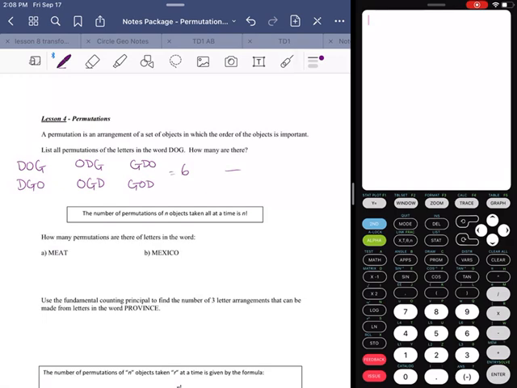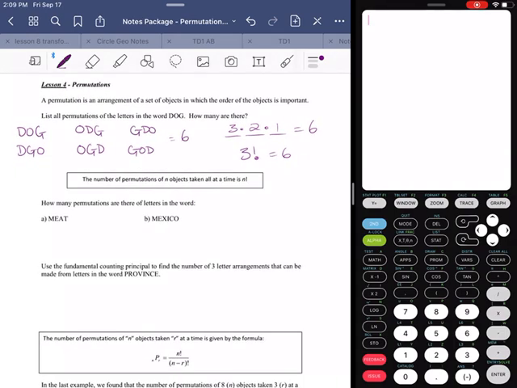And if we were going to do this using the FCP, there's 3 letters to pick from for the first one, multiplied by 2 remaining, and then you're left with 1, so there's still 6 ways. And we called this 3 factorial. So there are a number of different ways that you can figure out the permutations of the letters in the word dog. Draw them out, use the FCP, or use factorial.